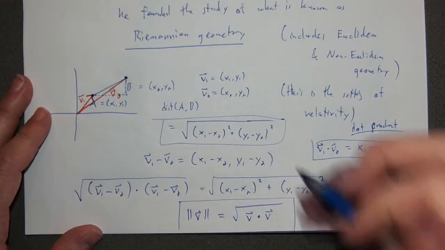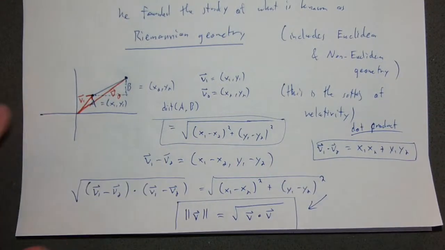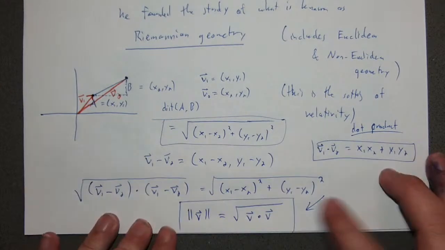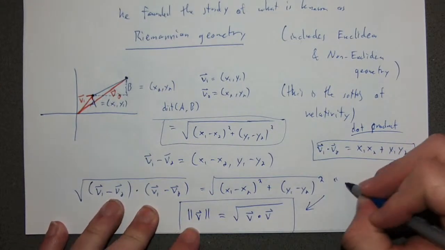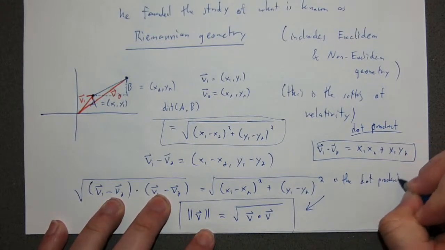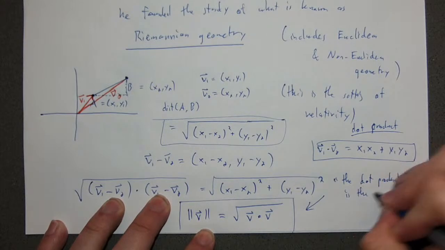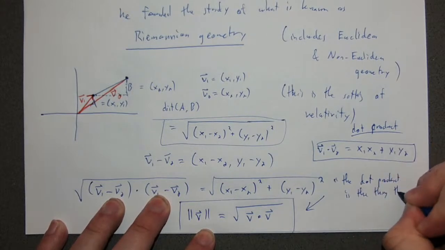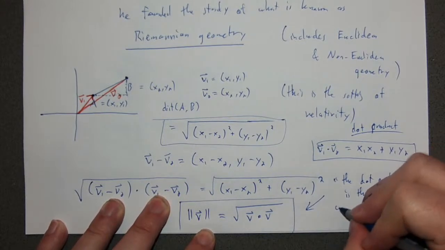Now, you could look at that and say, okay, that's a cool identity, and I know that about the dot product. But a better way to look at this is to say the following: the dot product is the thing that makes computing length possible.